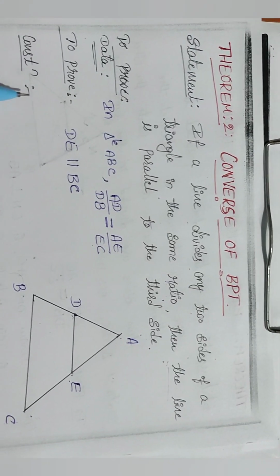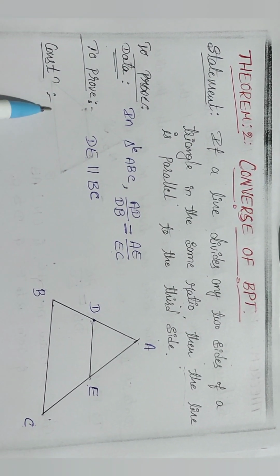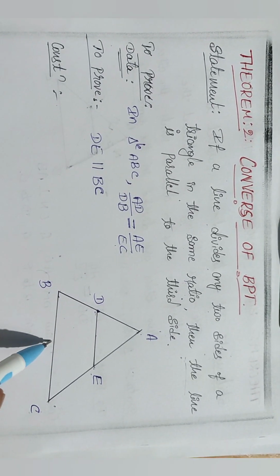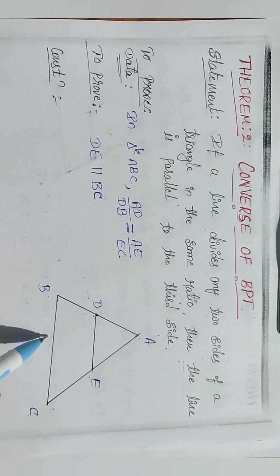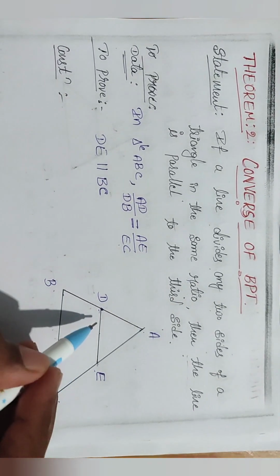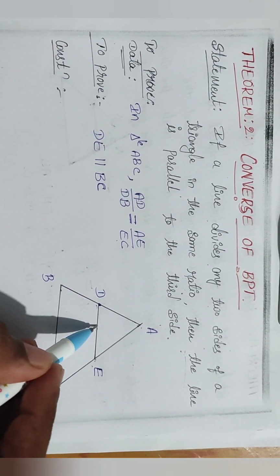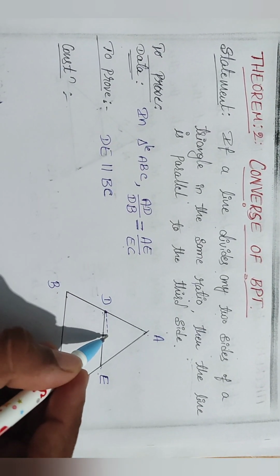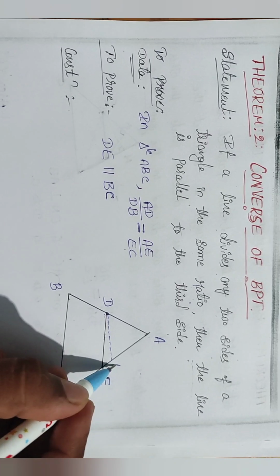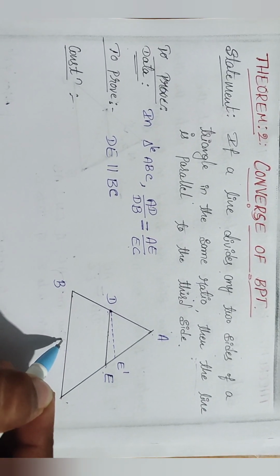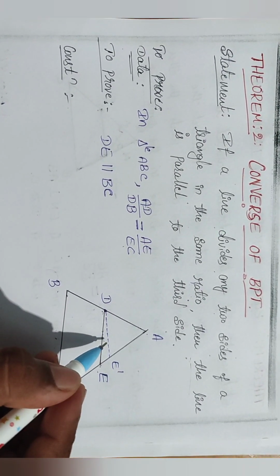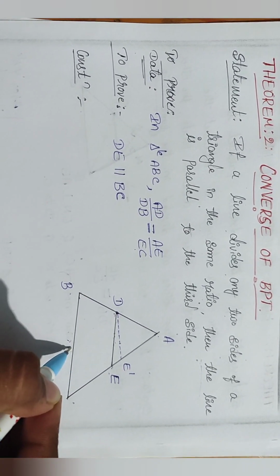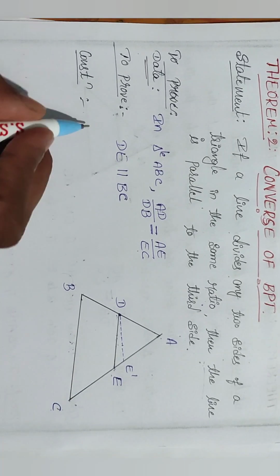Now the next step is construction. We have to consider that this line DE is not parallel to BC. We have to prove DE is parallel to BC, but we consider the contradictory. So if DE is not parallel to BC, we have to construct another line. We can call this DE dash, which is parallel to BC. This is our construction, that is, we construct DE dash parallel to BC only when DE is not parallel to BC. So we will write the same thing here.